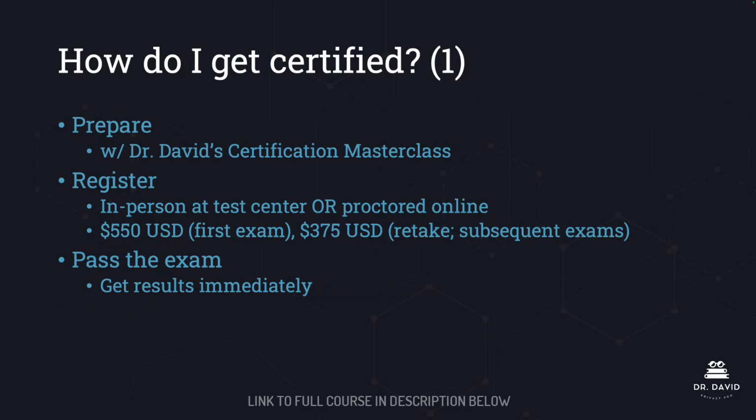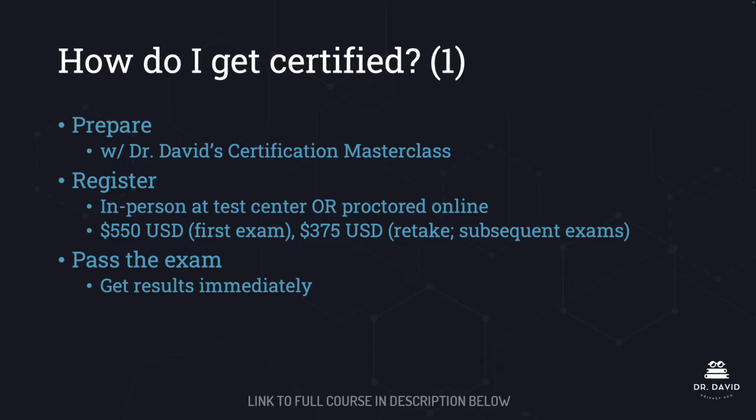So how do you get certified? The process is similar for the other IAPP certifications. The only exception is for the AIGP, which is a little bit more expensive. But what you see here, this applies to the CIPM. There are 3 steps to getting certified. First, prepare. Second, register. Third, pass the exam.